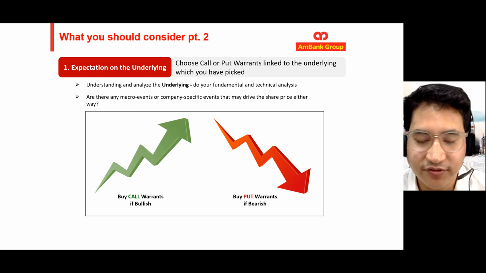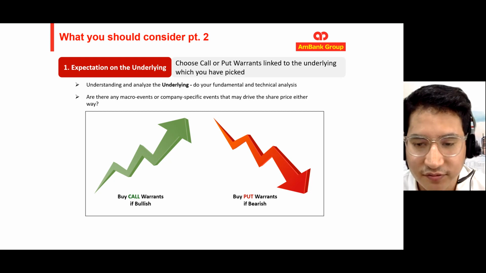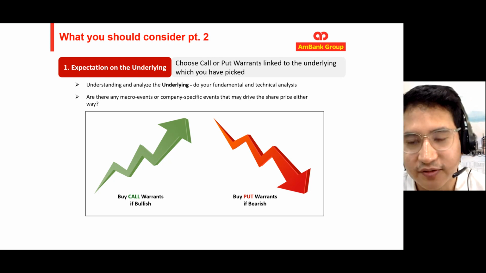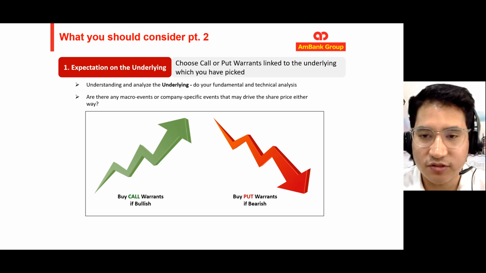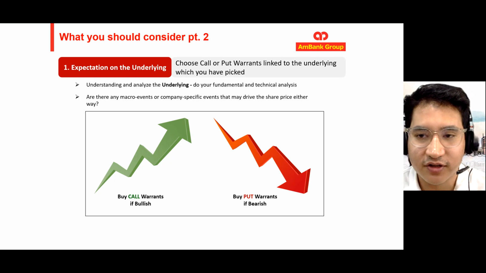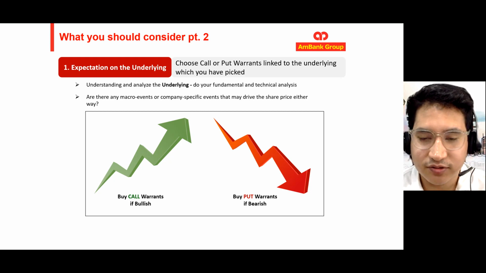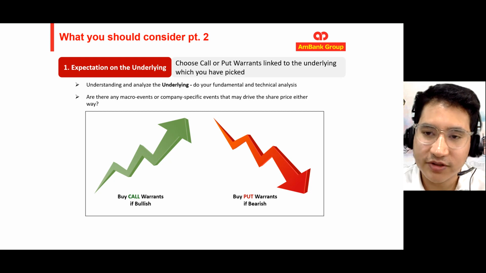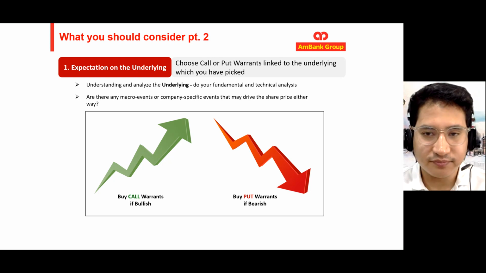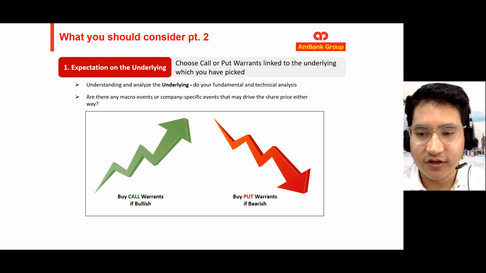So obviously, doing fundamental research, or if you've heard rumors of negative news, and then also checking whether there are any macro events or company specific events that may drive the share price either way. So if you have a strong view, you can either choose to buy call warrants or put warrants on the market.